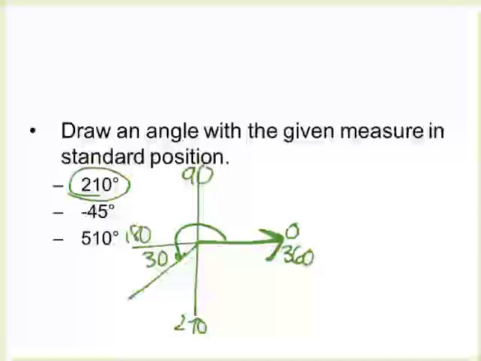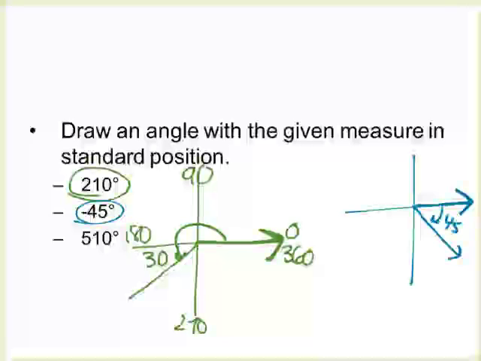So for the second one, for negative 45 degrees, what do you think I'm going to do differently to graph a negative angle? Go backwards. So we're going to go clockwise. We start in the same place, but we're going to go backwards for negative angles. So we're going to go clockwise 45 degrees. Again, you need your starting and ending side, your little arrow that shows which direction we went in, and then a number that says how big that angle is supposed to be. It's supposed to be 45 degrees.